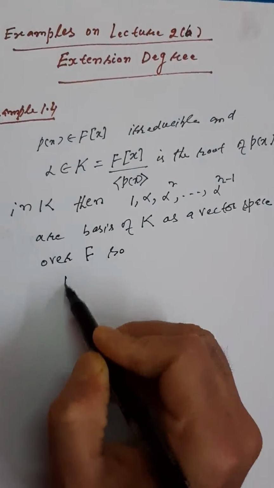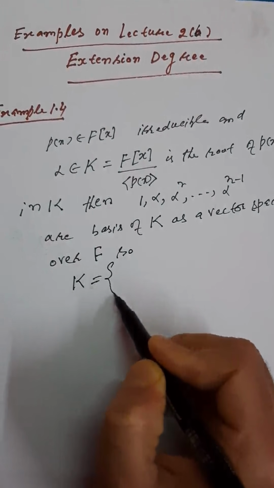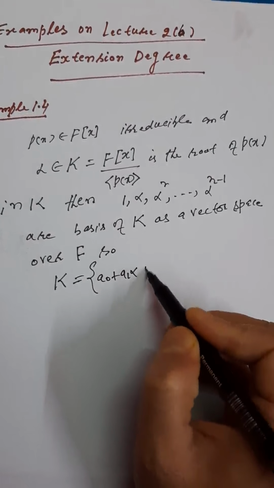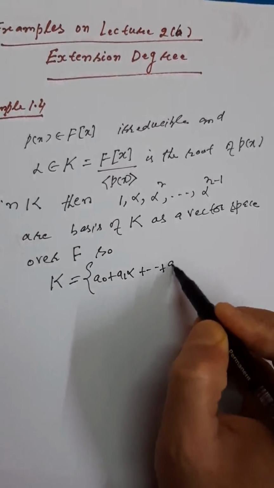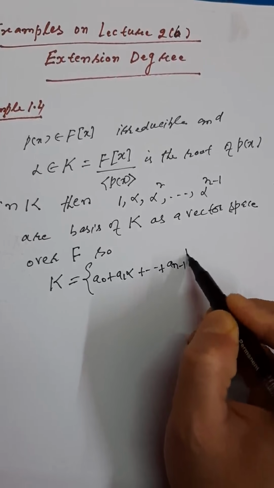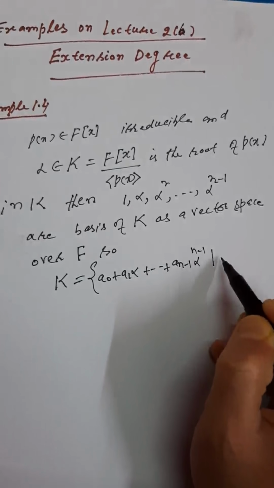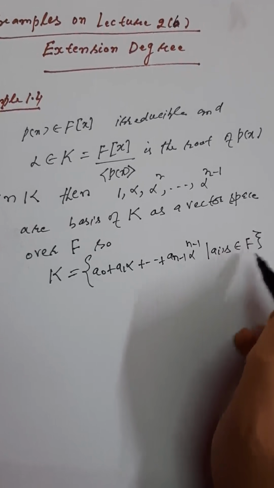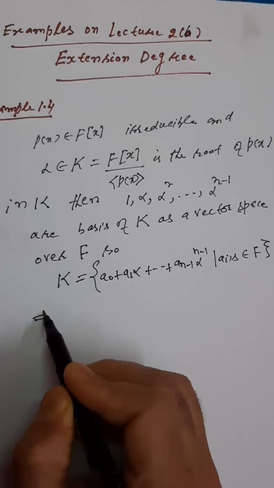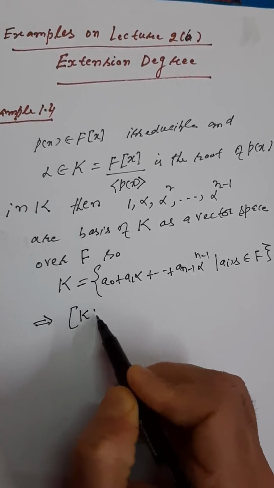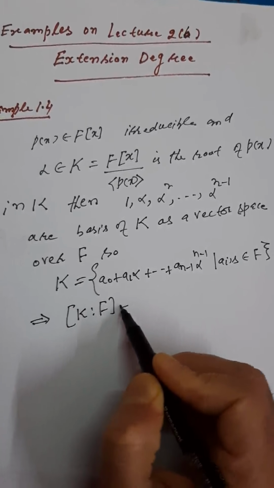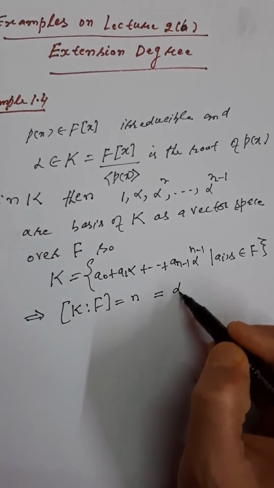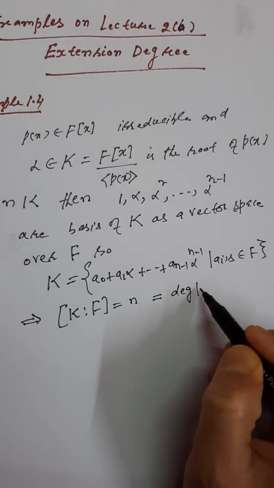So this K now looks like a0 plus a1 alpha plus so on plus a_(n-1) alpha^(n-1), such that these ai's are in F. So this means the degree of extension of K over F is n, which is the degree of this polynomial p(x).